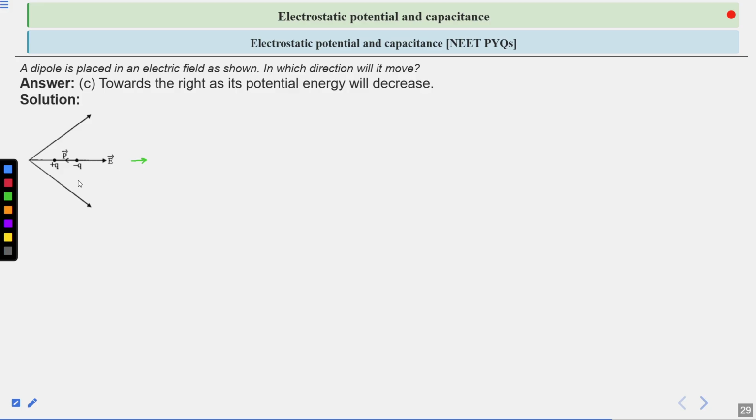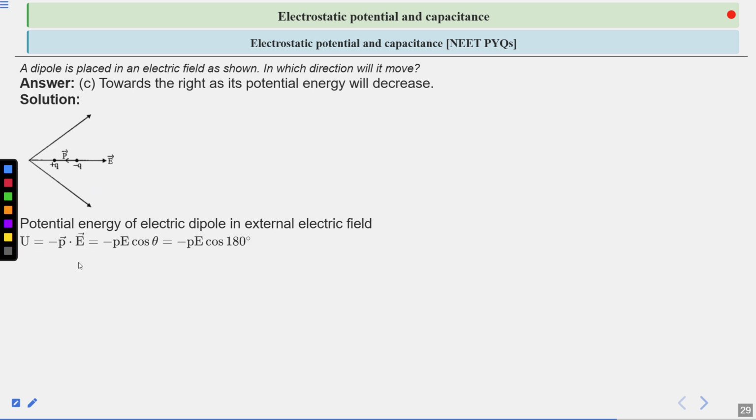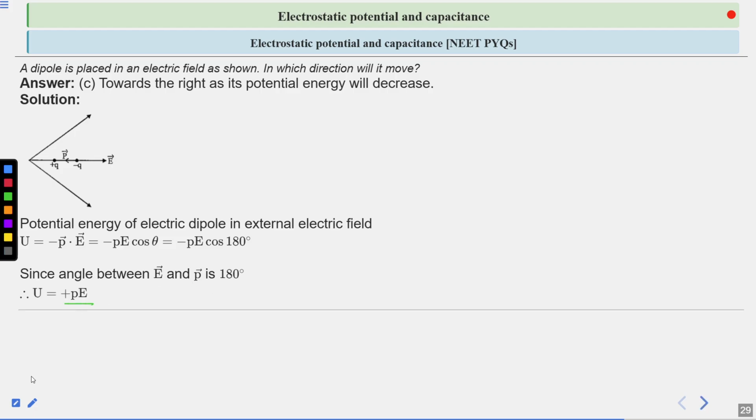Now we will see what the potential energy of an electric dipole in an external field is. When a dipole is placed in an external field, what is the potential energy? Minus P dot E, where P is the dipole moment and E is the electric field. Potential energy is given by minus P dot E, which is minus PE cos theta. Theta here is 180 degrees, and cos 180 degrees is minus 1. Since the angle between E and P is 180 degrees, U is equal to plus PE. So now you can see where the dipole will move.